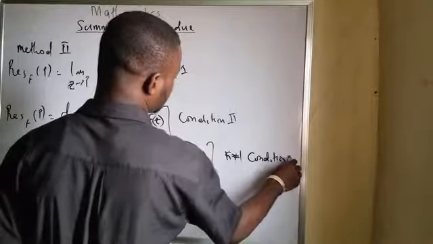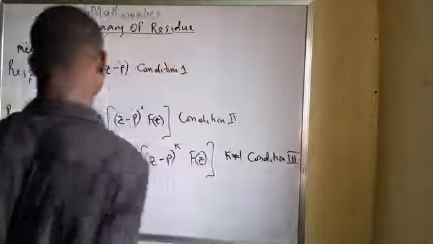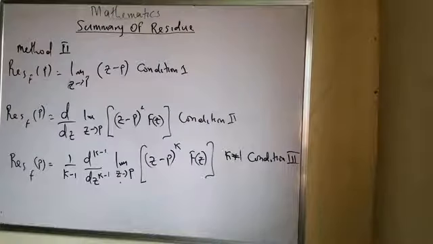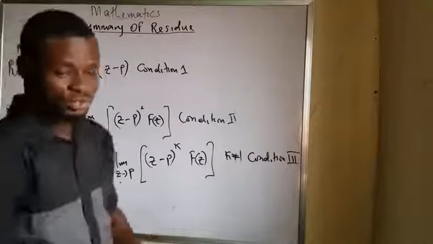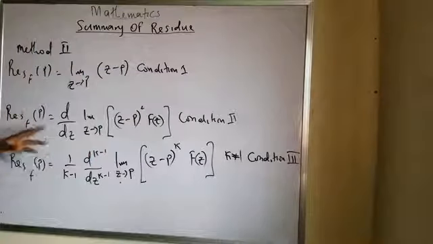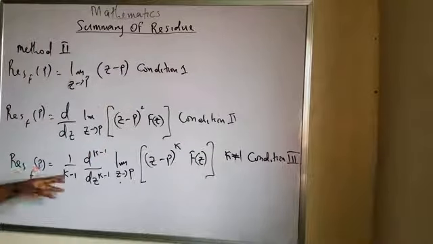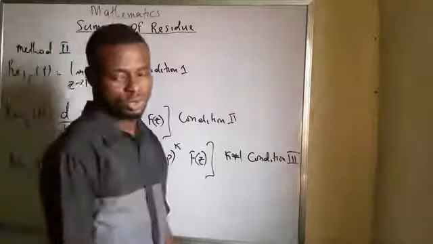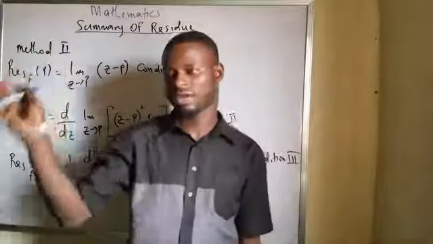Condition 3. That is method 2. But in method 2, we can have the first condition when there is no power. The second condition is if there is power of 2. And the third condition is if the power is more than 2: 3, 4, 5, and so on and so forth.